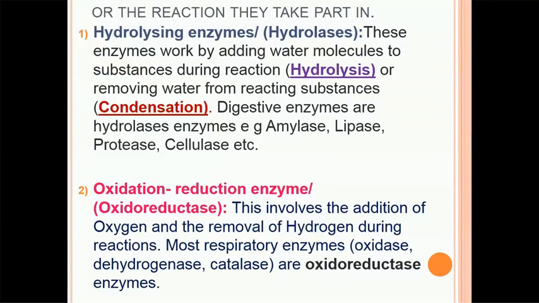Number 2, oxidation reduction enzymes. You can as well call them oxidoreductase. These involve the addition of oxygen and the removal of hydrogen during reactions as the case may be. The addition of oxygen is called oxidation, while removal of hydrogen is called reduction. Most respiratory enzymes are oxidoreductase. Examples include oxidase, dehydrogenase, catalase, and so on.